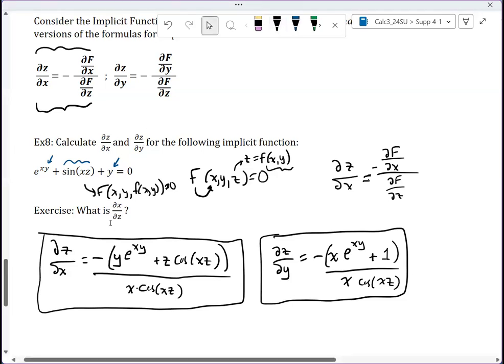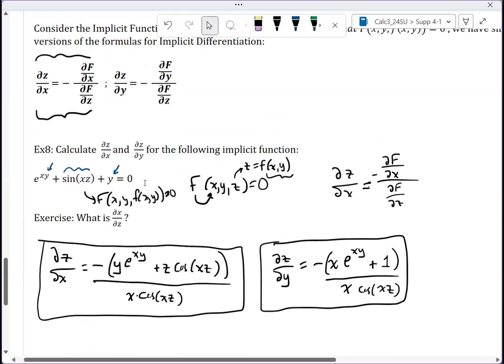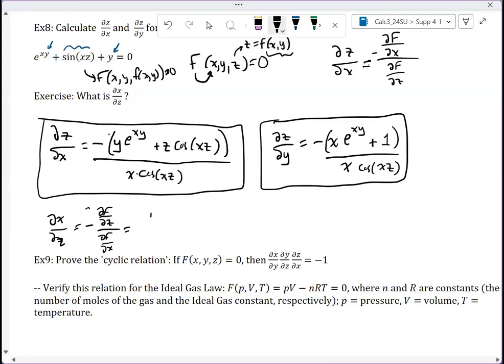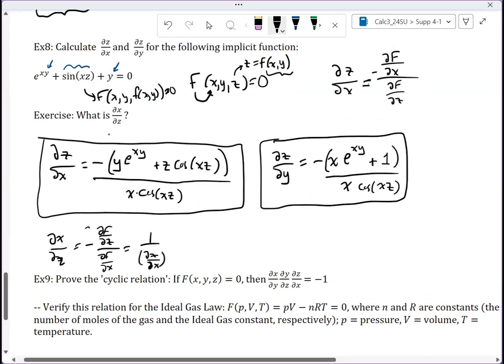Okay, so what about partial x with respect to z? On one hand, this is just kind of trivial. I just switch the roles of x and z here, which just switches their roles here. So partial of x with respect to z, we might just say, well, that's minus partial F with respect to z over partial F with respect to x, or it's just 1 over partial of z with respect to x. And practically speaking, that is what it is.